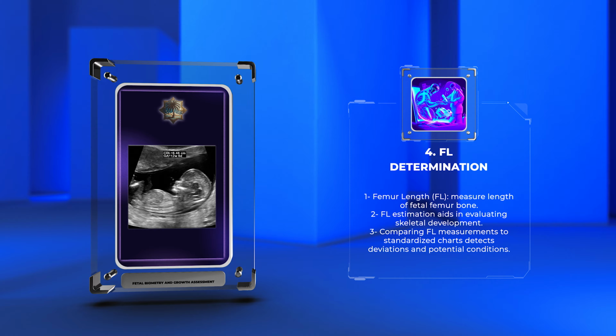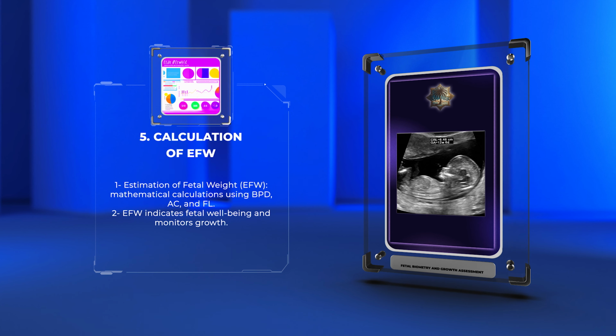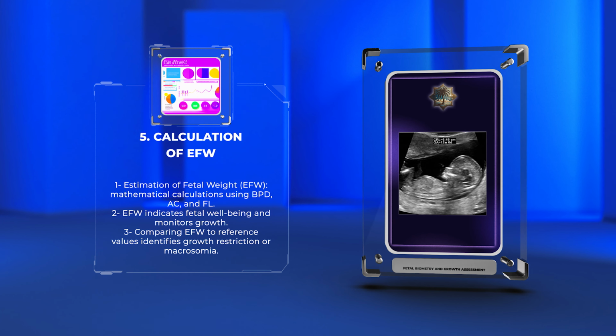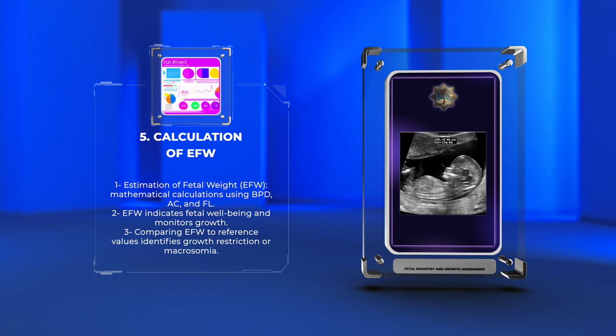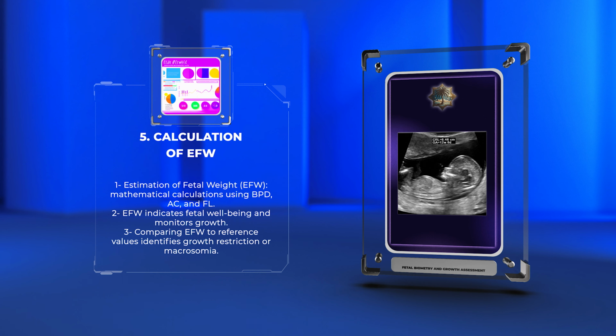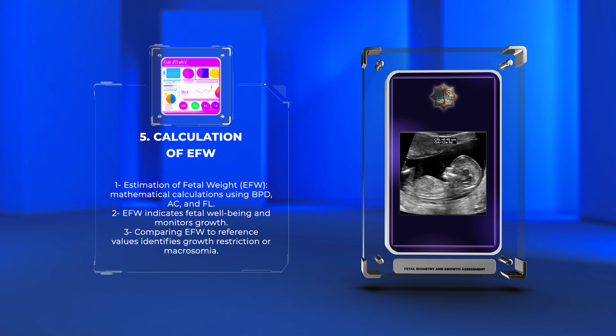Estimation of fetal weight, EFW, is a crucial aspect of obstetric ultrasound. It involves mathematical calculations using multiple biometric parameters such as BPD, AC, and FL. EFW serves as an indicator of fetal well-being and helps in monitoring fetal growth throughout pregnancy. By comparing the EFW to the reference values, we can identify any intrauterine growth restriction or macrosomia, enabling appropriate management and intervention strategies.